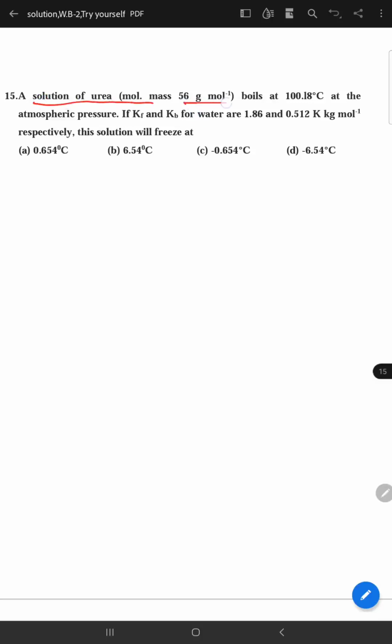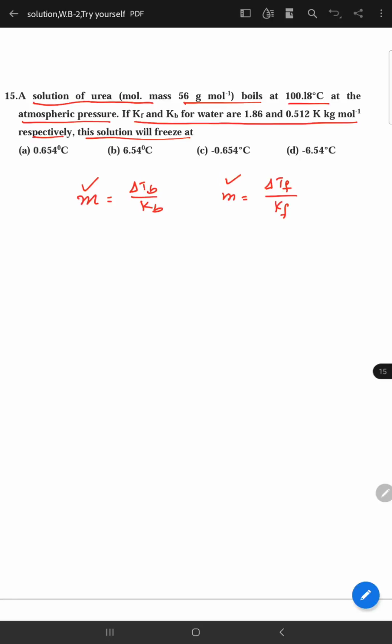A solution of urea, molecular mass is given, boils at 100.18 degrees Celsius at atmospheric pressure, and Kf and Kb for water are given respectively. This solution will freeze at what temperature? So we know that for the boiling point, molality is given by the formula delta Tb by Kb. Similarly, with respect to freezing point, delta Tf by Kf. Now you compare these two equations. Since the LHS are equal, you can equate the RHS. So delta Tf by Kf is equal to delta Tb by Kb. Therefore delta Tf is equal to delta Tb divided by Kb into Kf.